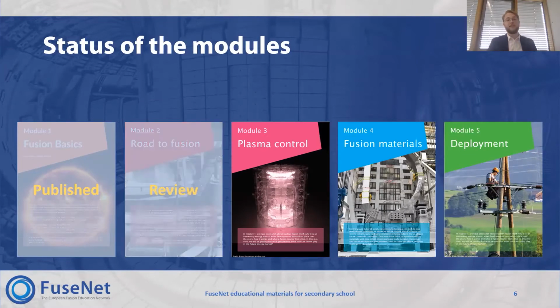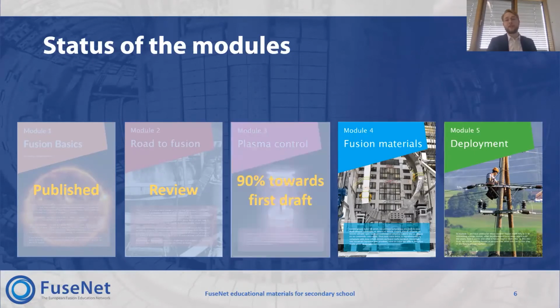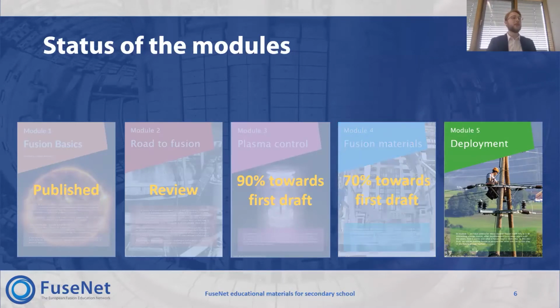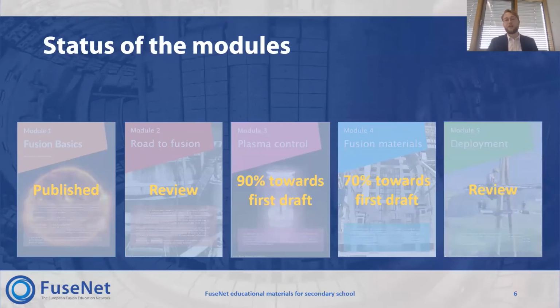The second module is in final review. So the module has been written, has been created, but we are in the final stage of reviewing everything, making sure that it's up to par, that the quality is okay before we can publish it. The third module is 90% towards the first draft, after which it will go into the final review, and after that it will be published online. The fourth module is 70% towards first draft. It's also quite a long way. And the fifth one is also in final review. So one module is published, 2 are in final review, and the other 2 are nearly ready for final review.